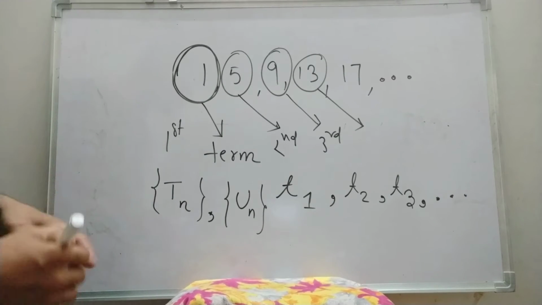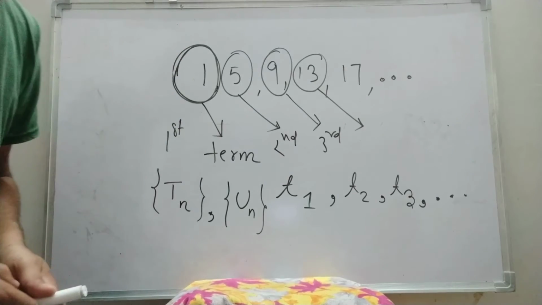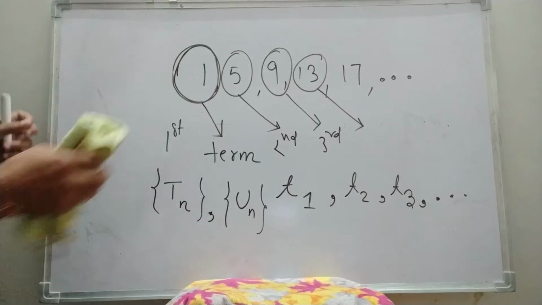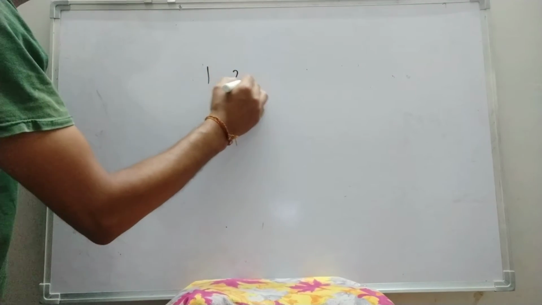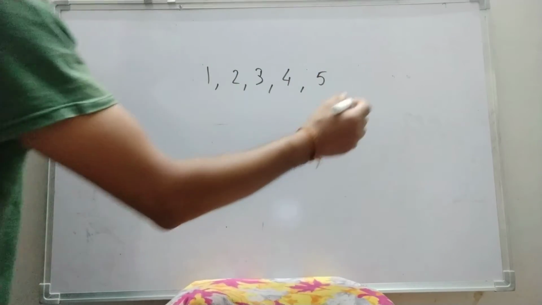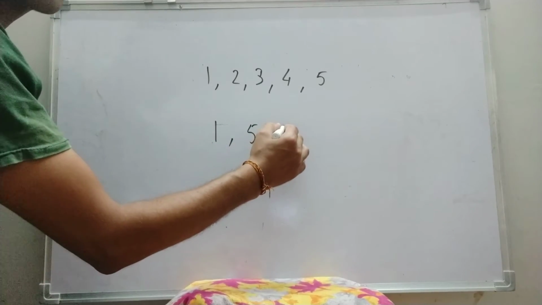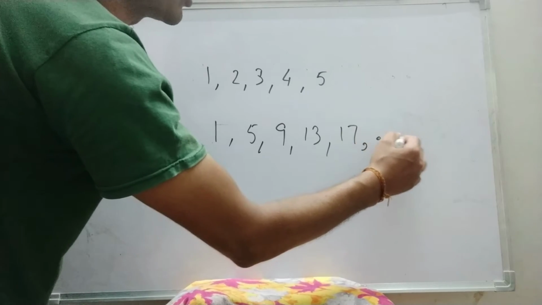So I hope students you have understood this particular brief of the sequence. Now based on the number of terms, students, we can classify the sequence into mainly two parts. So look here, students, I am writing some of the terms of a sequence here: 1, 2, 3, 4 and 5, and I will write here, students, 1, 5, then 9, 13, 17 and so on.